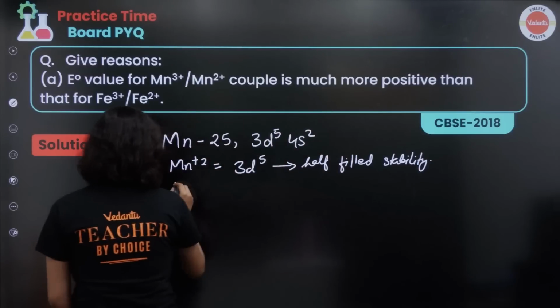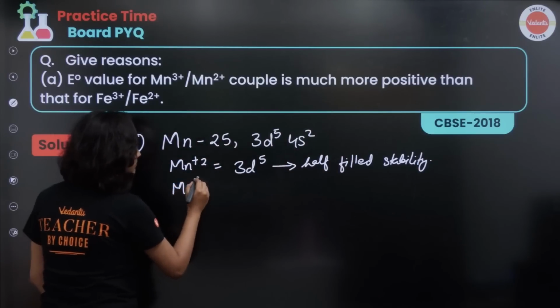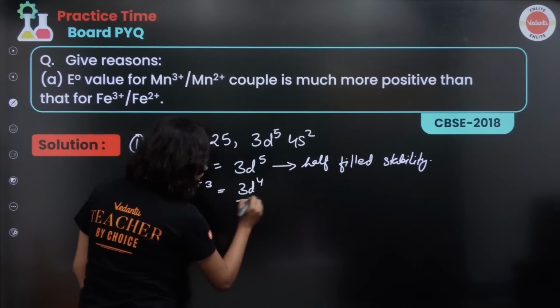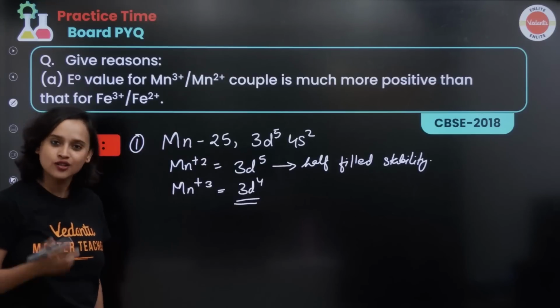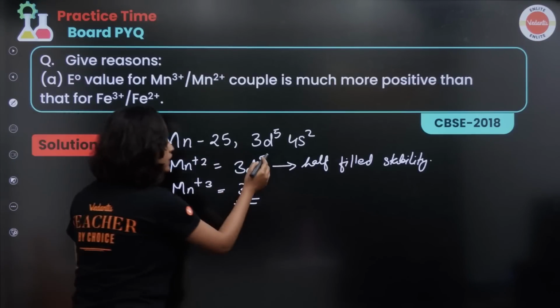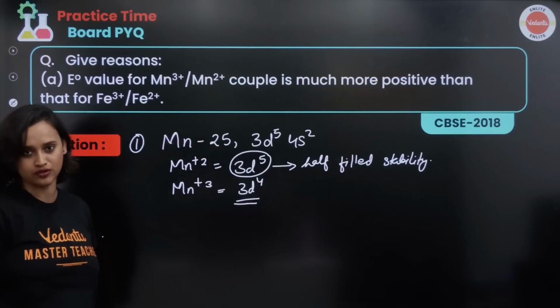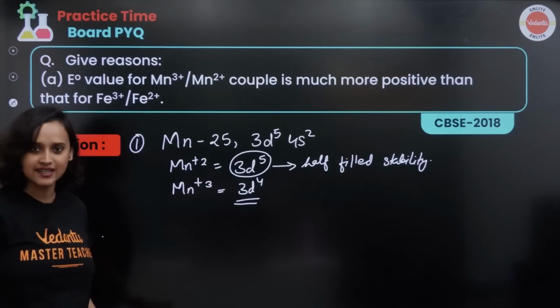Yes. But Mn+3, you check it out, Mn+3 will have 3d4. Would it like to be in this position? No, right? It will prefer the 3d5 half-filled stability over 3d4. Isn't it? Yes, it will.